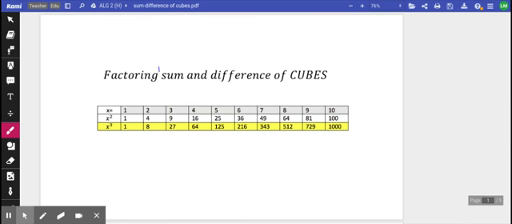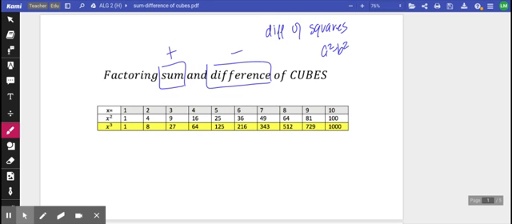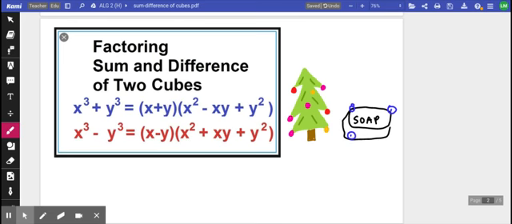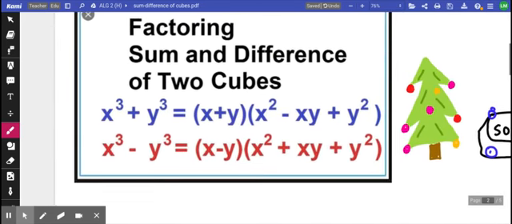The other thing we have is sum and difference now, okay? Addition and subtraction. This is going to be different than when we did difference of squares, a squared minus b squared, where we only had subtraction, okay? We couldn't do anything with addition, so this is a little different in that regard. All right, here's the pattern we're going to use to factor sum and difference of two cubes. Go ahead and copy these down here.